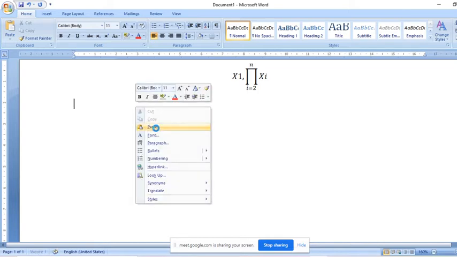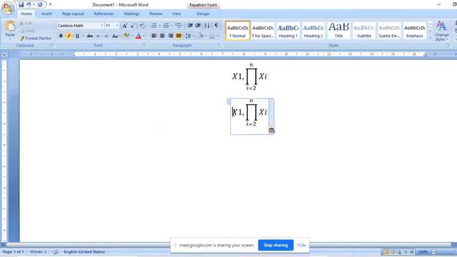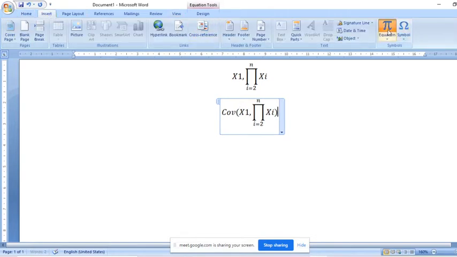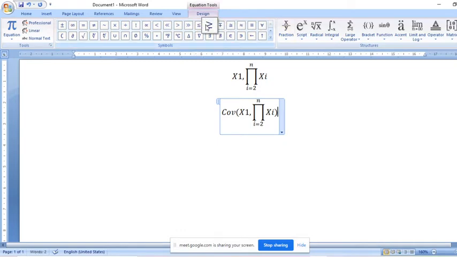What is the definition of association for these variables? We can say that the covariance of x1 comma this product is greater than or equal to 0, right? This is greater than or equal to 0. So this is using the concept of association. Okay.